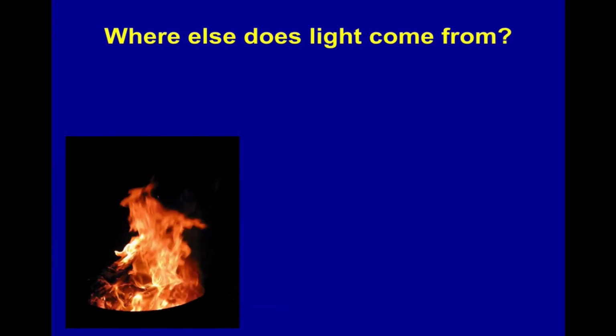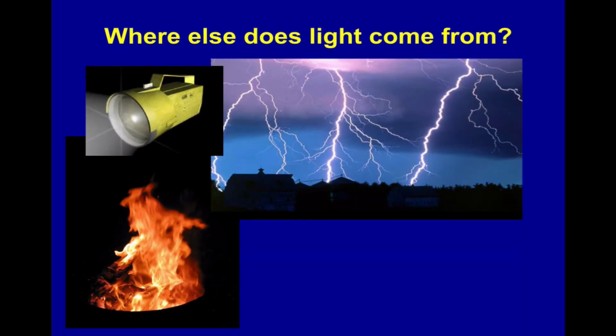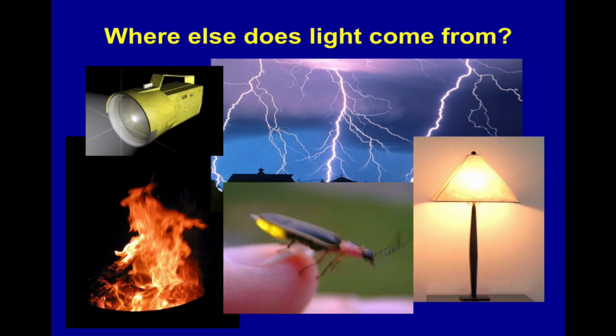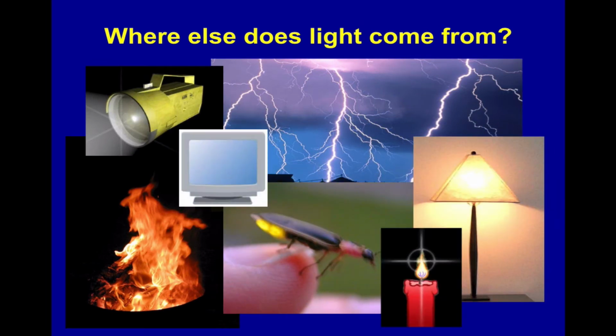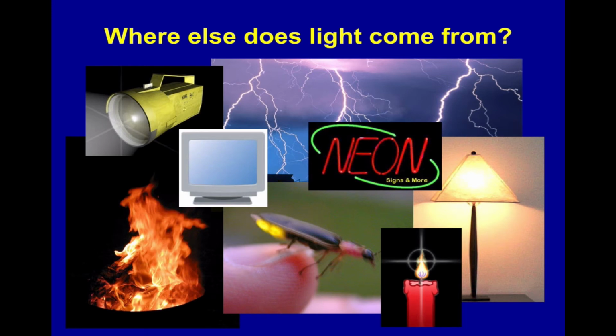But where else does light come from? Here's an example, lots of examples of different sources of light, including this bug that is able to combine chemicals and make a little light like it's a firefly. That kind of process is called chemoluminescence.